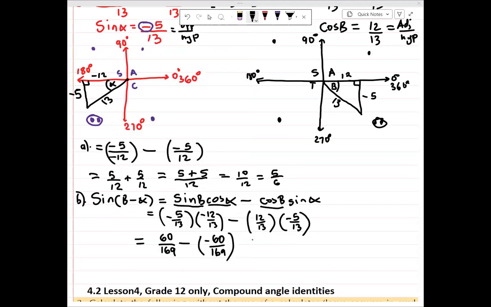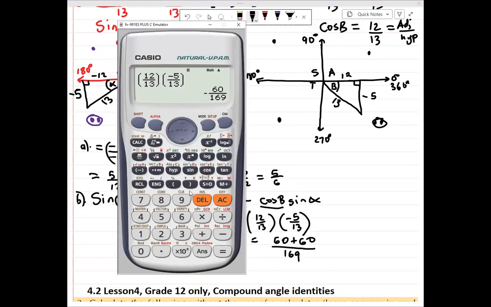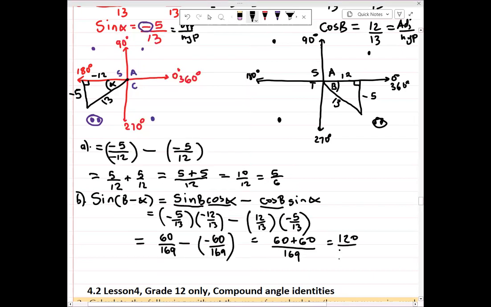So here I can see that I'm going to have 60 plus 60 because of the negative and the negative, and the bottom is the same, so all over 169. You can easily check what the answer will be now. So we have 60 plus 60 being 120 over 169. Okay, perfect. Let's now look at question 3.